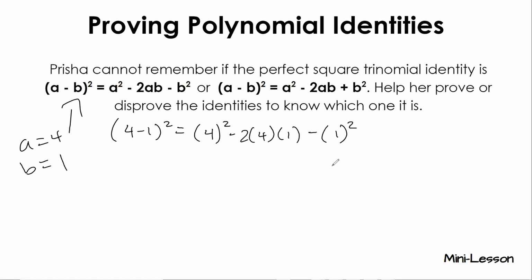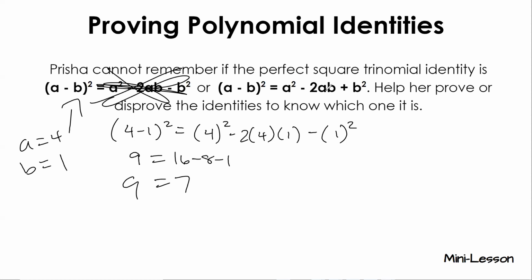Okay, so we're gonna simplify this and see if it works. 4 minus 1 is gonna give me what? And 3 squared is? Fantastic. 4 squared is, and then negative 2 times 4 times 1 is negative 8. And then 1 squared is 1, and then minus 1. Over here on this side, we got 16 minus 8, which is what? Minus 1. Okay, so does 9 equal 7? No, this one's not right.